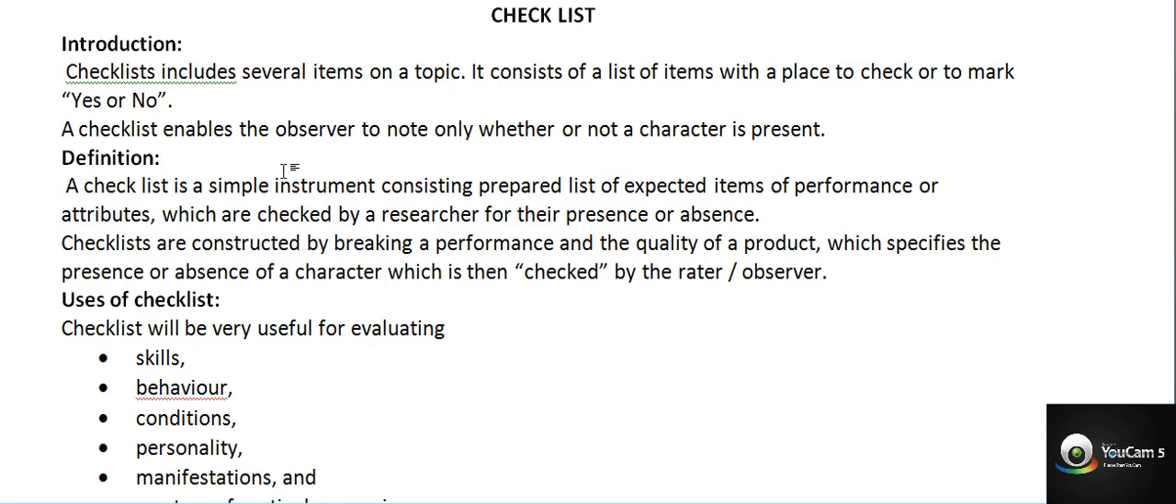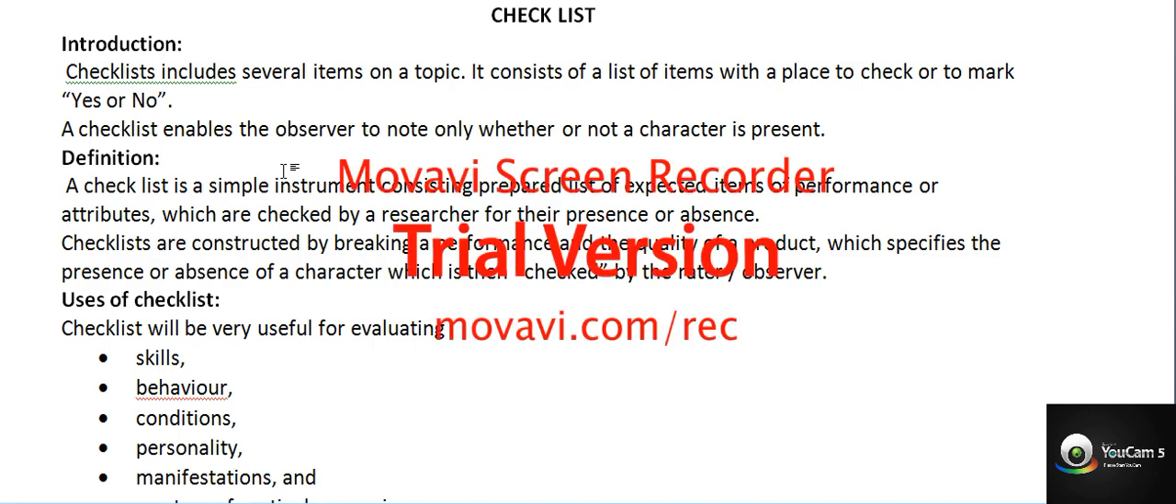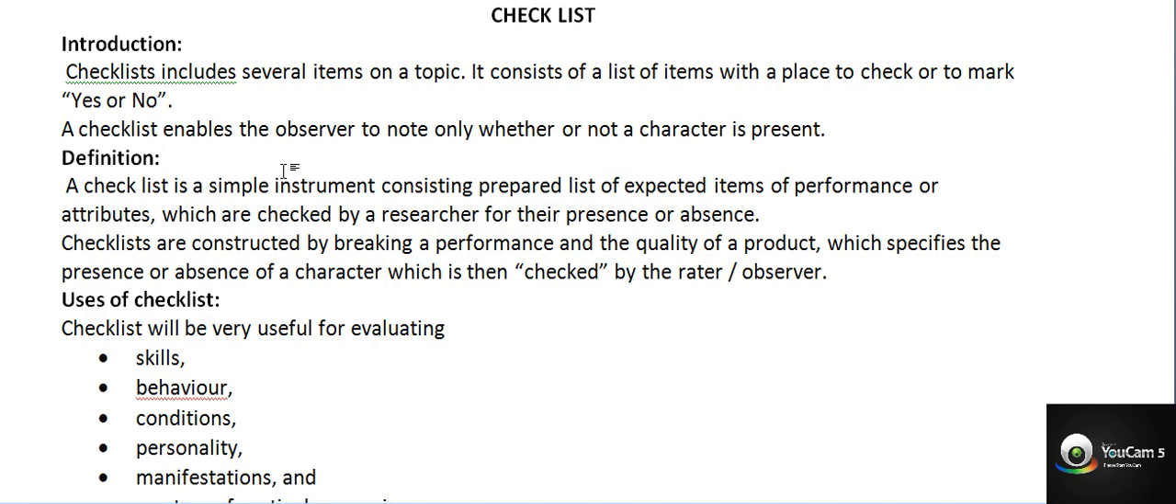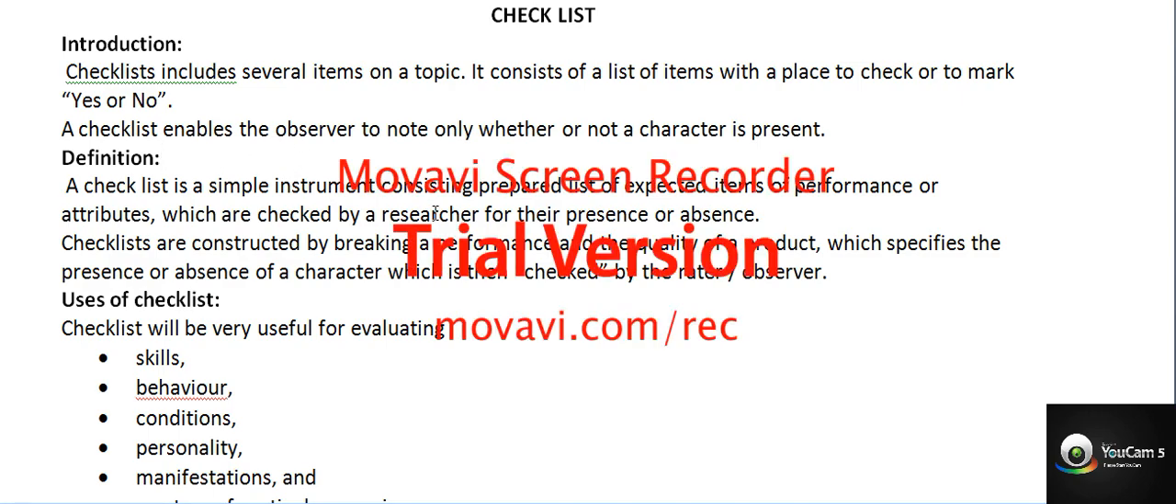Checklists are nothing but several items related to a single topic, arranged in an order. We say it is a checklist when the items are arranged in an order related to a specific topic, and there is a place to mark a tick, or yes or no. The checklist enables the observer to note only whether or not a character is present.